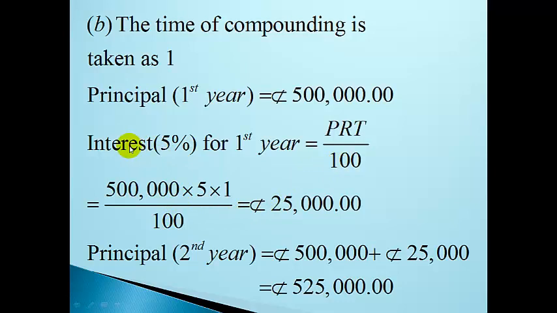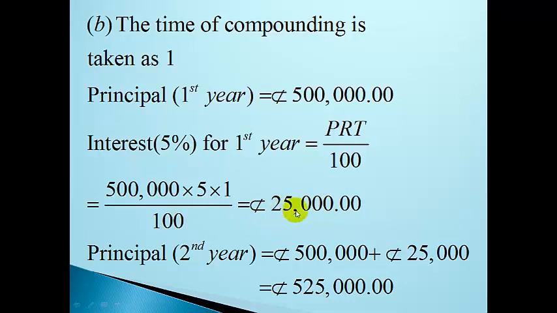Take note that the interest is in terms of percentage. So if we are given 5%, then it will be 5 divided by 100, and that is how come we are dividing PRT by 100, because the rate is in percentage. So the interest is equal to PRT divided by 100. Now the principal is 500,000, times the rate is 5, times the time is 1, that's 1 year, divided by 100. Now 500,000 times 5 times 1 divided by 100 is equal to 25,000.